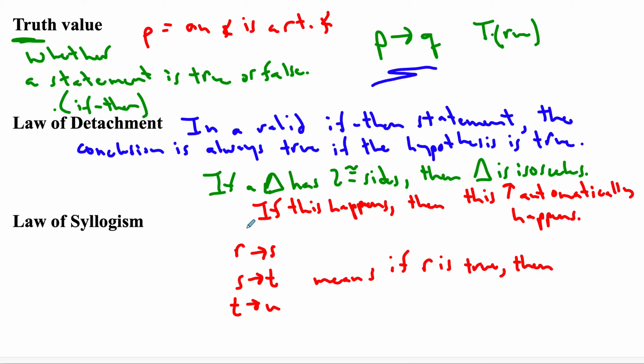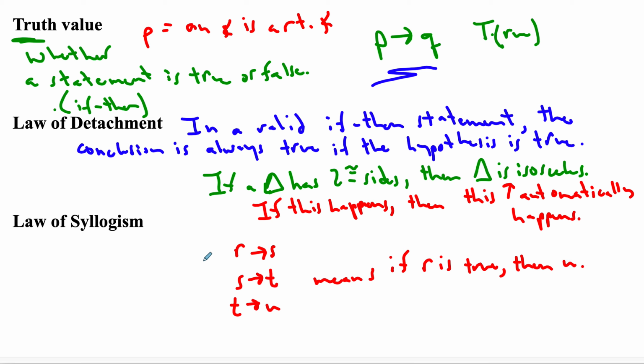Then what? Well, if R is true, then we automatically get S. That's the law of detachment, right? Which then, we now know we have S. What does that get us automatically? T. Well, we now know we have T, so what does that get us automatically? U.